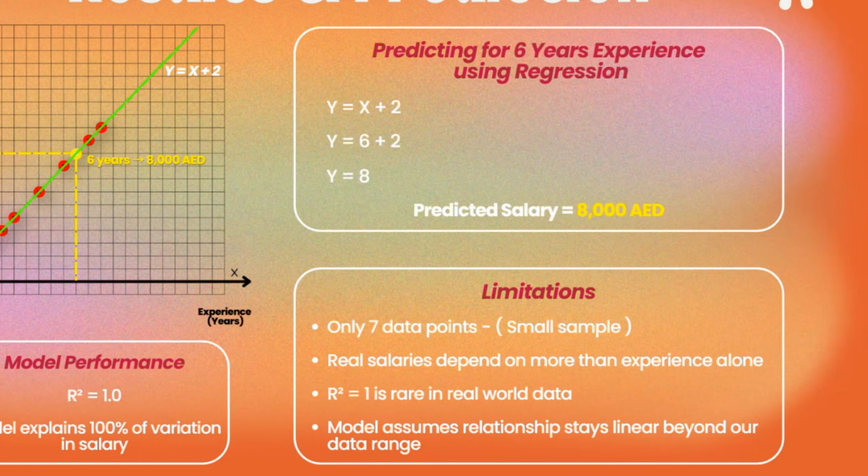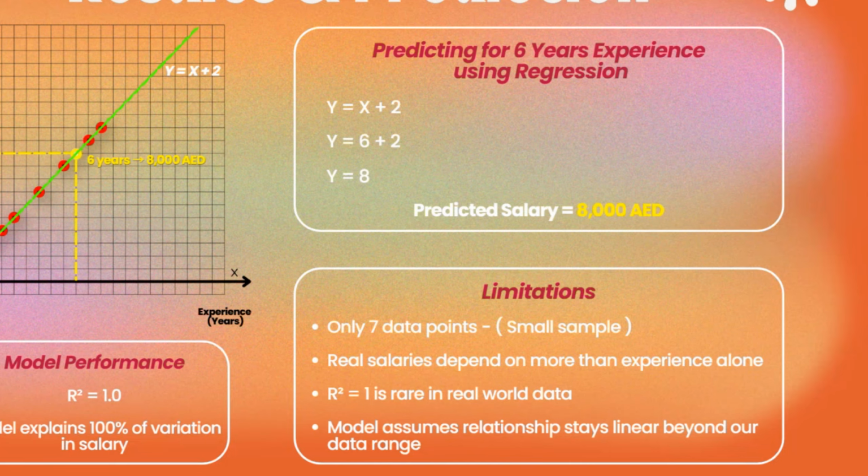So predicting for 6 years of experience using regression. So if we want to predict for 6 years, which was not given in the table, we just put y is equal to x plus 2, where x is the years of experience, which is 6. We'll get the predicted salary as 8000 AED, which is not given in the table. So the linear regression equation is y is x plus 2, having 100% accuracy.